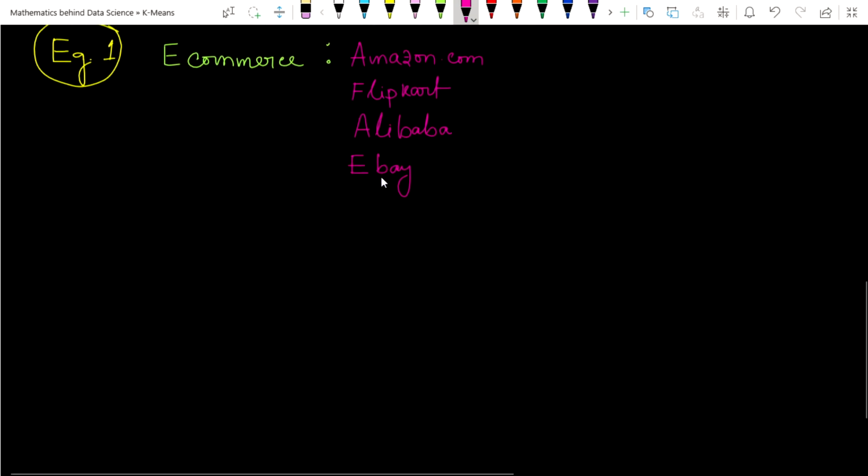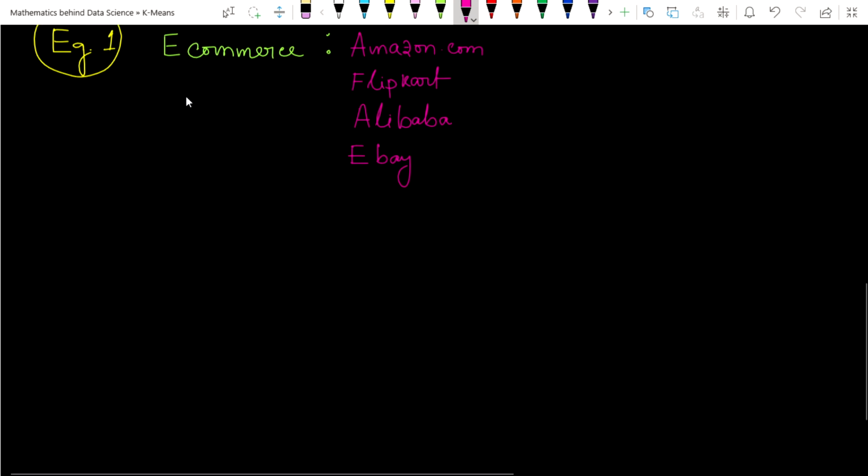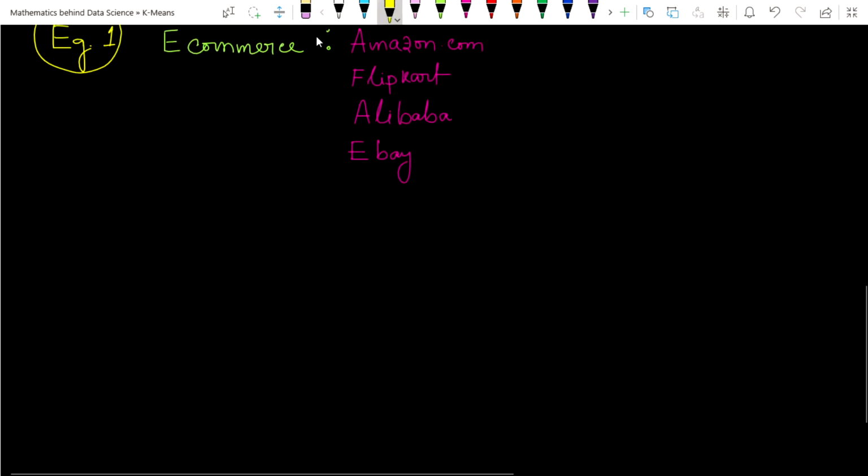So let's try to understand how these unsupervised models actually work in the e-commerce world. First, let's understand what their task is. They try to find groups of similar customers based on their purchasing behavior. For the sake of marketing, to increase their sales, e-commerce websites try to find groups of similar types of customers based on purchasing behavior.